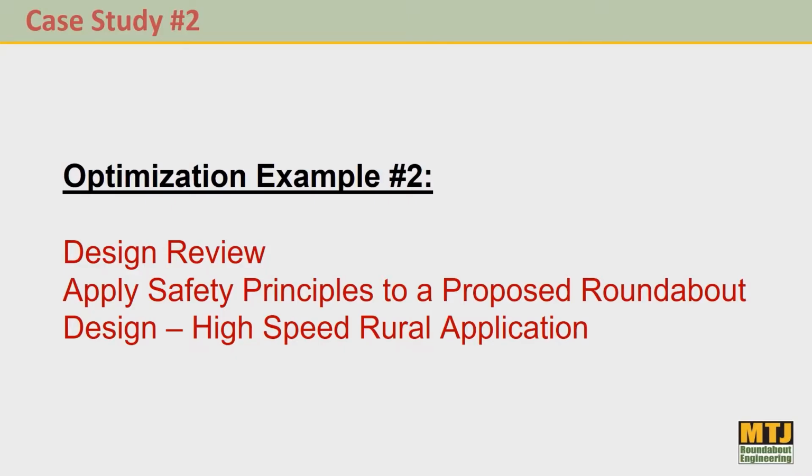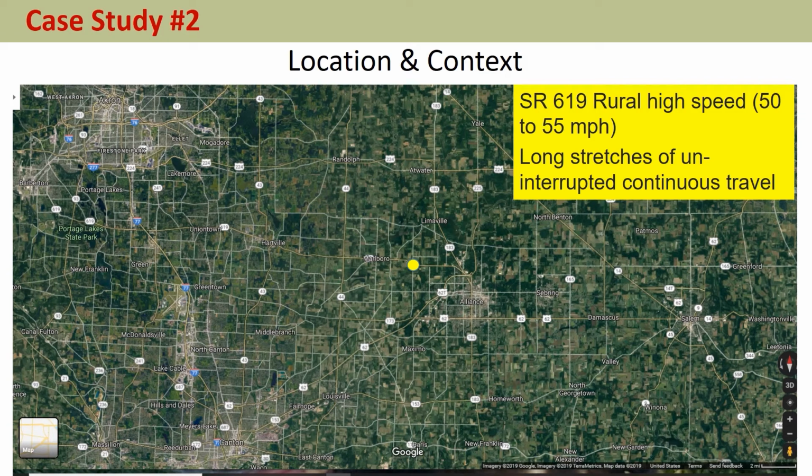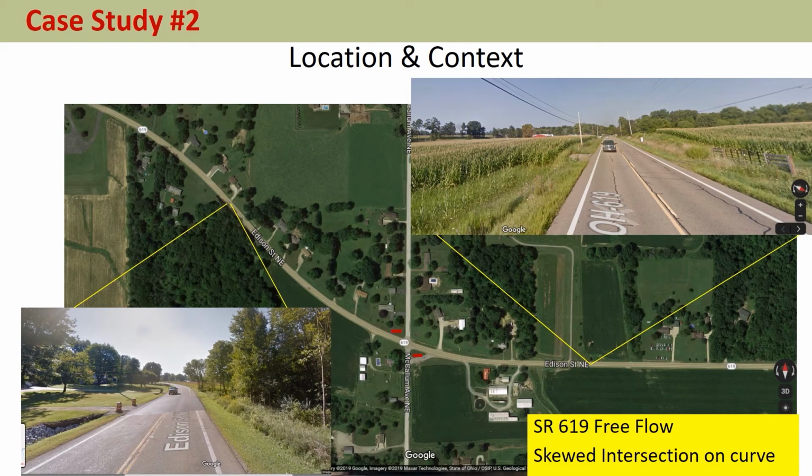So here's example number 2: the Stark County State Route 619 McCallum Avenue Safety Improvement project. And here's the location of it. Off to the left there is Akron, north, and then I'm not sure what's to the right. Can't see it anymore. But you can see the yellow dot there. It's out there in a rural area. You can see the curvature of the roads and the context.